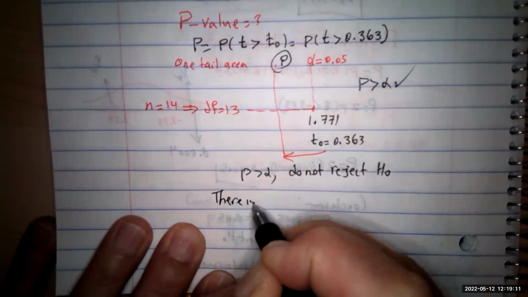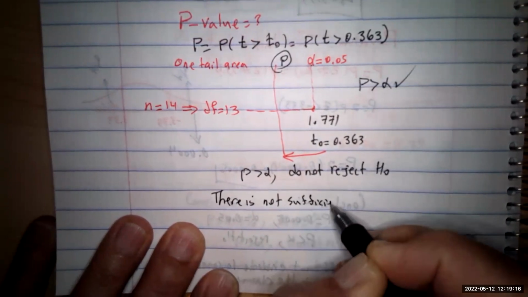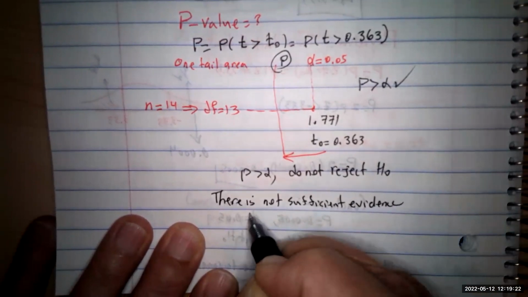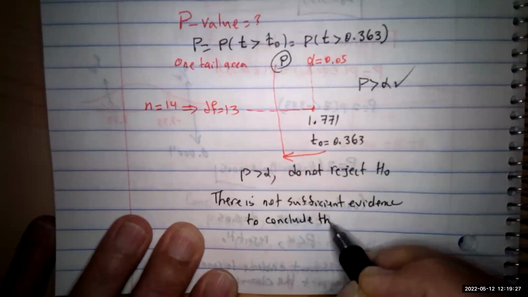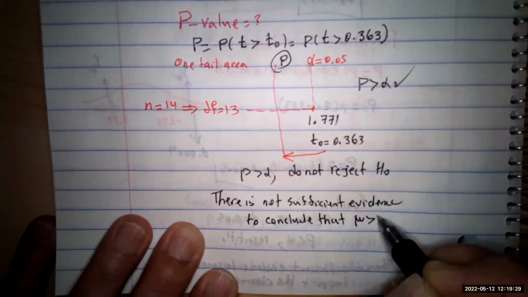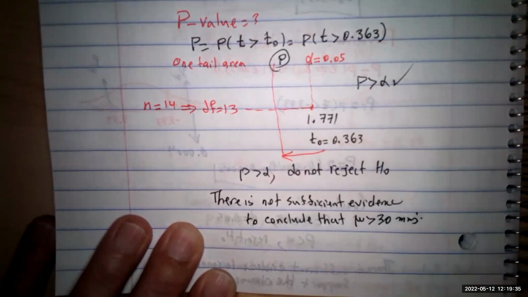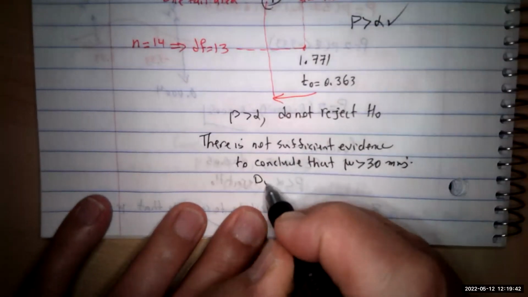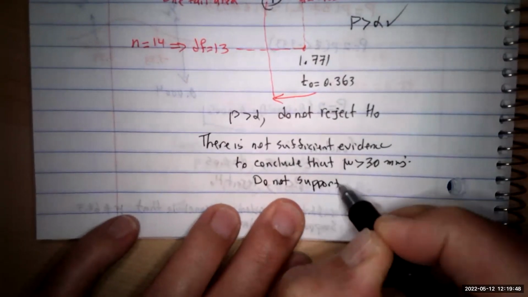So there is not sufficient evidence to conclude that mu is greater than 30 minutes. Okay, greater than 30 minutes. So this means you do not support the claim, because that was the claim. Refute the claim, or do not support the claim.